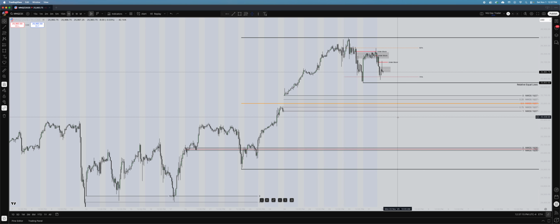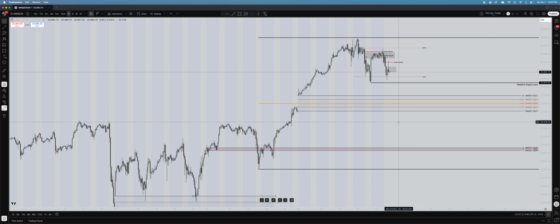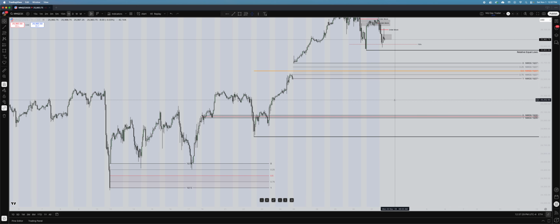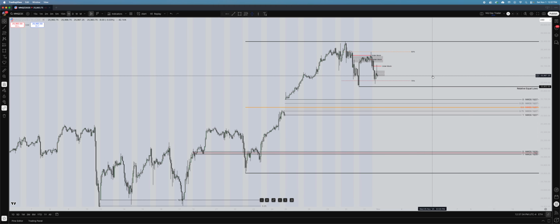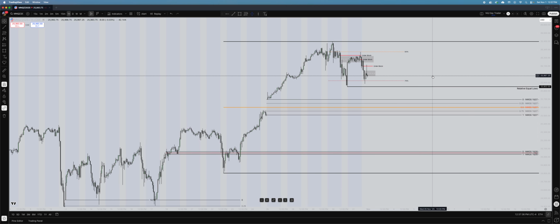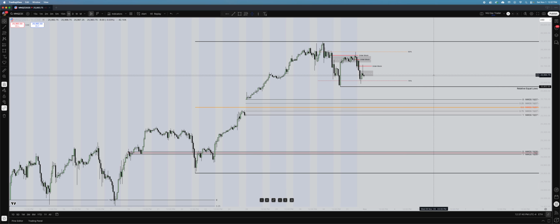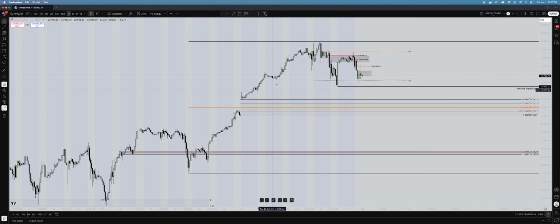Now, can we come down like this and maybe go for this inefficiency here? Yep, absolutely, right? But if we turn around here, and we get below here, and then we start moving lower and lower and target maybe these equal lows, then that's a different conversation and we have to reevaluate, right? But I'm not going to try to pick the top, and I'm not going to say that's going to happen. I'm just giving you how I'm reading the market going forward for next week.